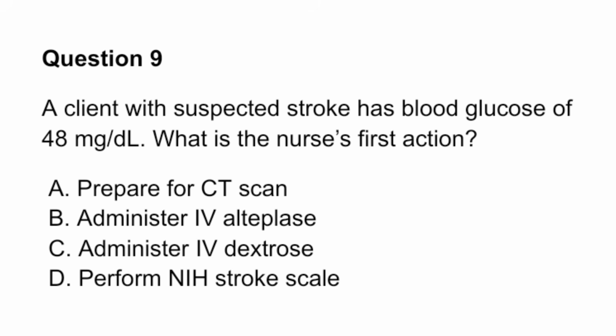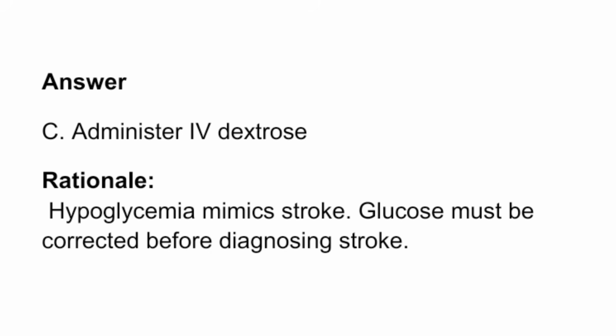Question 9. A client suspected of stroke has blood glucose of 48 milligrams per deciliter. What is the nurse's first action? A. Prepare for CT scan. B. Administer IV alteplase. C. Administer IV dextrose. D. Perform NIH stroke scale. Answer: C. Administer IV dextrose. Rationale: hypoglycemia mimics stroke. Glucose must be corrected before diagnosing stroke.